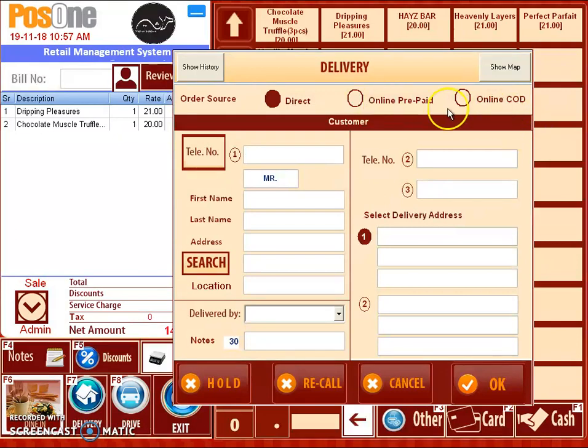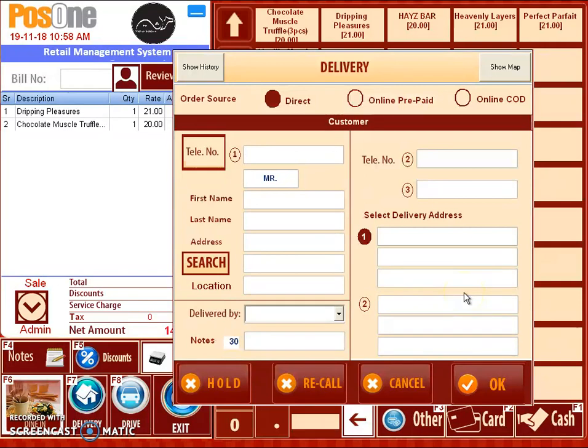There are two kinds of orders you will get online. Either it can be prepaid, which the customer has already paid. The second is online cash on delivery. Cash on delivery will be collected by our drivers, or if it is related to the companies themselves, we will consider it as prepaid.